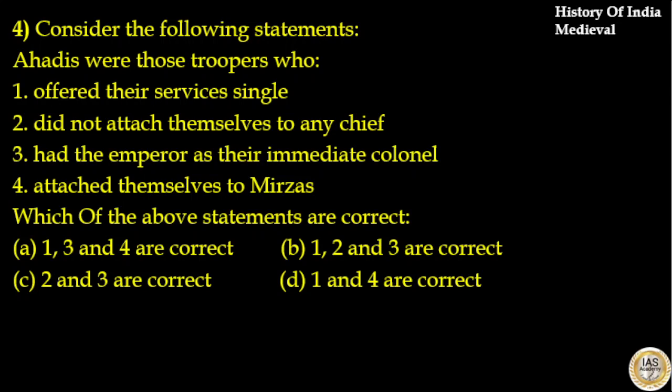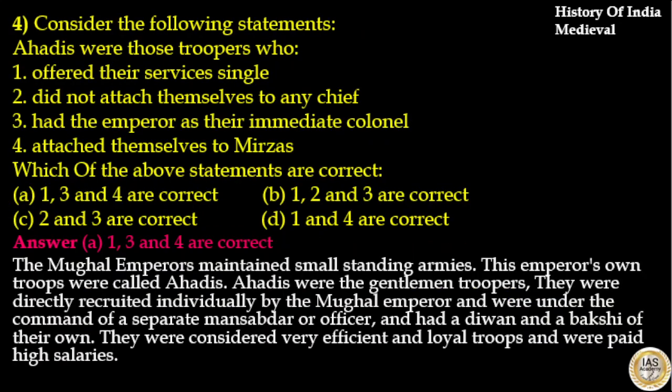Consider the following statements. Ahadis were those troopers who offered their services single, who did not attach themselves to any chief, who had the emperor as their immediate colonel, who attached themselves to Mirzas. Which of the above statements are correct? The answer to this question is option A, 1, 3 and 4 are correct. That is, offered their services single, had the emperor as their immediate colonel, attached themselves to Mirzas.